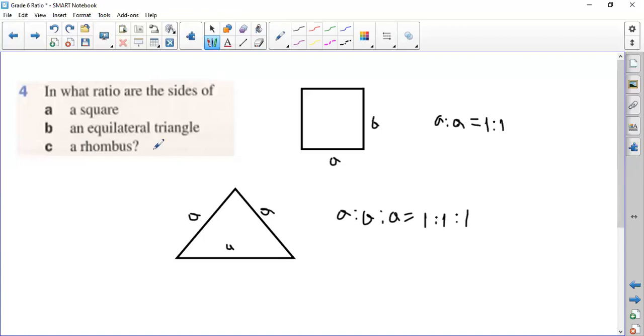So let's write 1 to 1 to 1 to 1. Okay, so if the length of the side is 2, it will be 2 to 2 to 2 to 2. And if you simplify it to the simplest ratio, again, it will be 1 to 1 to 1 to 1. Okay, so this is exercise 4.